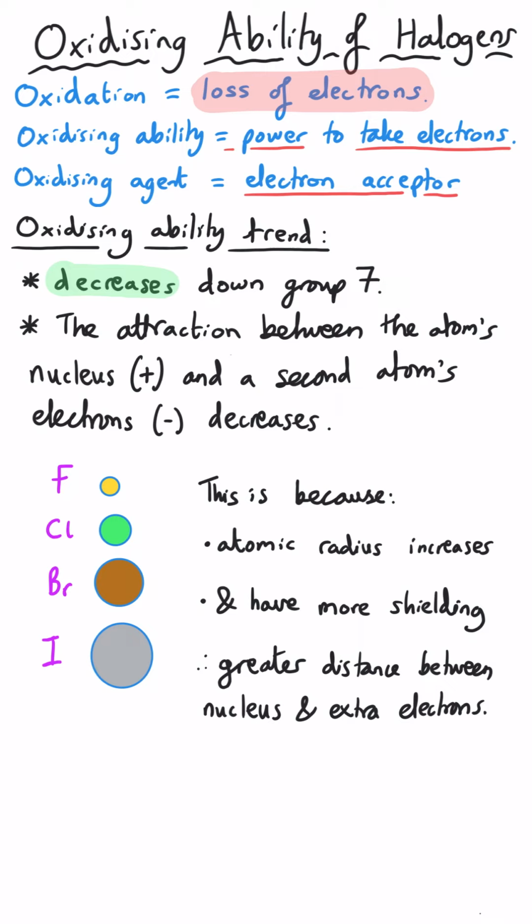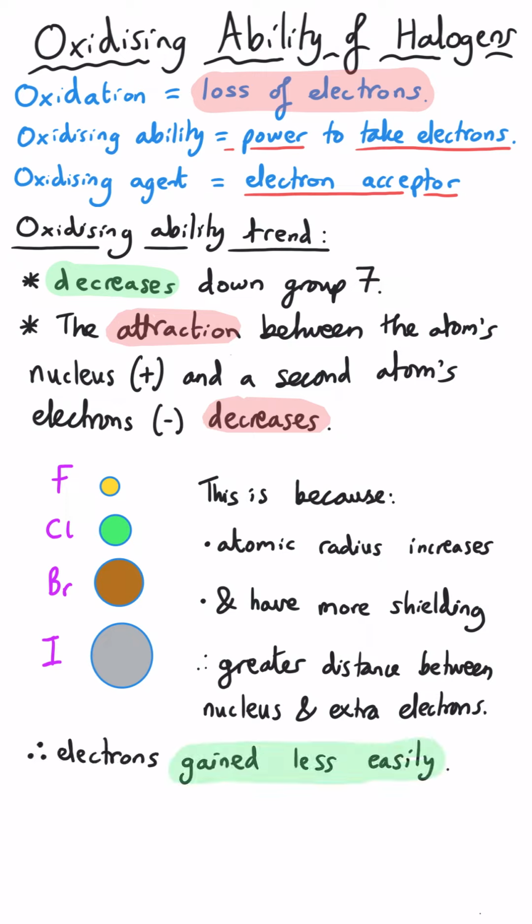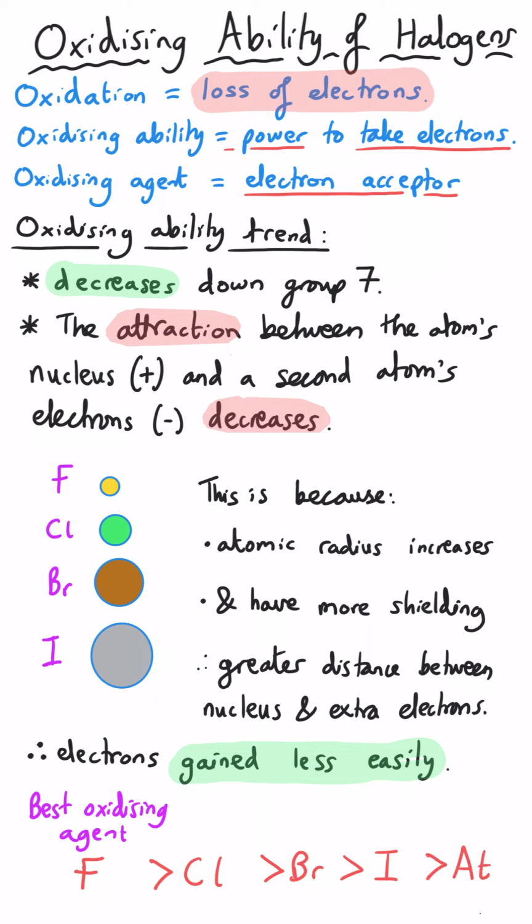So there will be a weaker attraction for those electrons that are potentially being gained, and so that electron will be gained less easily, and so that substance will not be such a good oxidizing agent. It won't be able to take electrons from other things so well. And so as a result, fluorine is going to be the best oxidizing agent of group 7, then chlorine, then bromine, then iodine. Now, of course, we don't typically get asked about astatine, but we could be, and we would expect that pattern to continue.